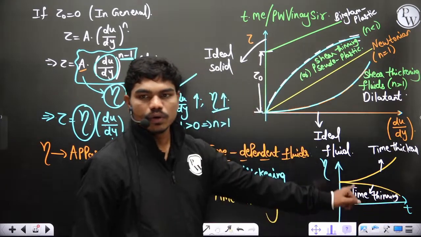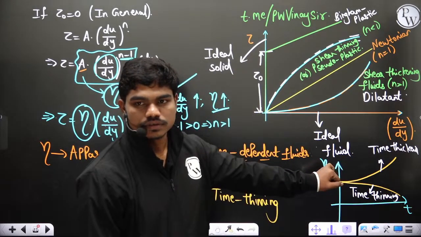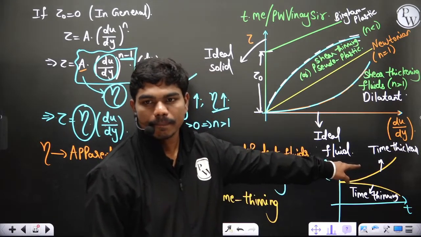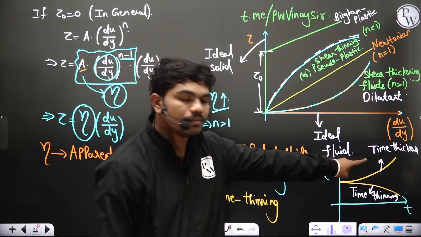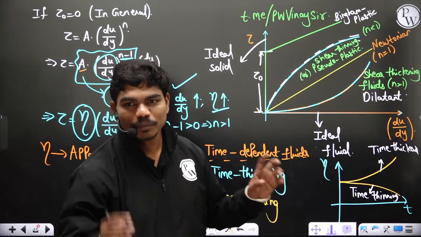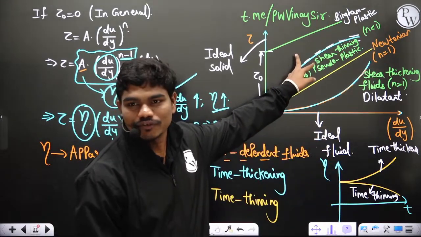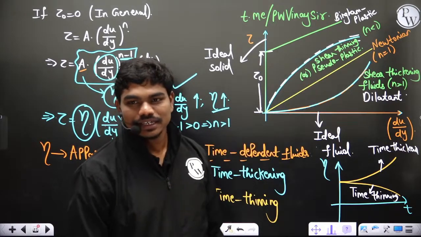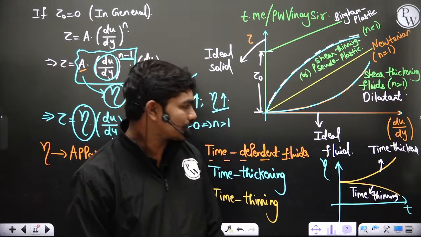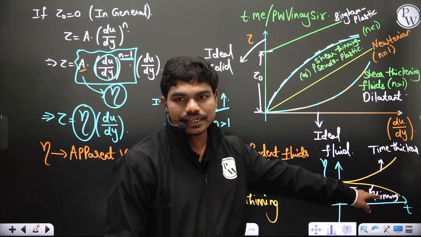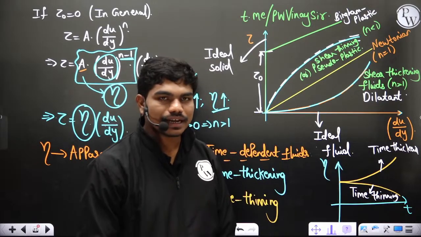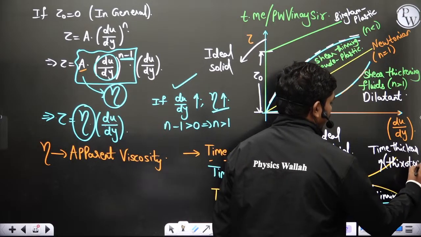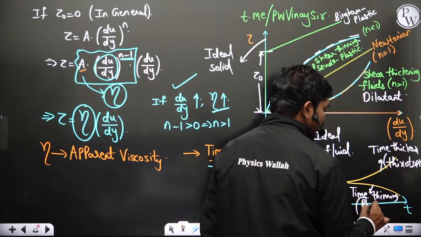Time thinning. Can anyone tell me what is the other name for time thickening fluids? Because people who have mugged this up are not seeing the two types of names in this. Yes, it is basically thixotropic and rheopectic, right? So time thickening are called thixotropic and this is basically the rheopectic fluids.